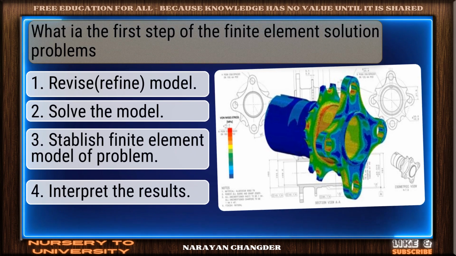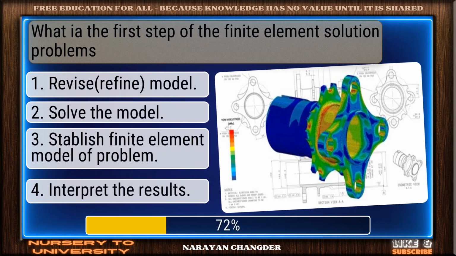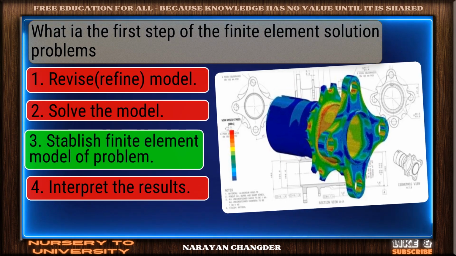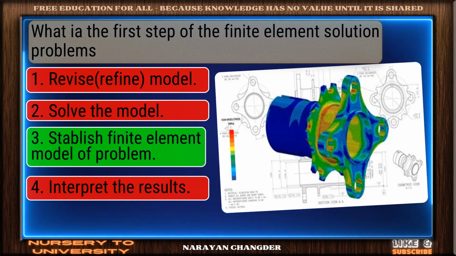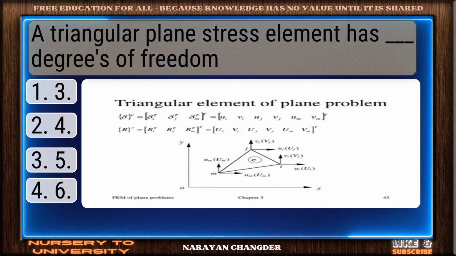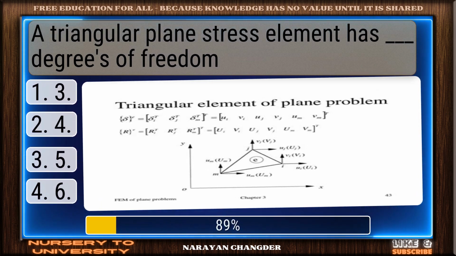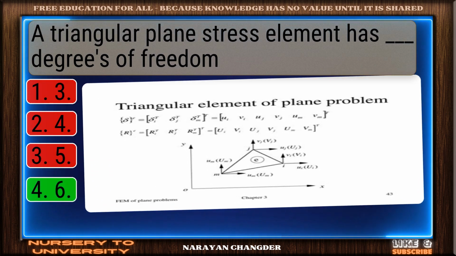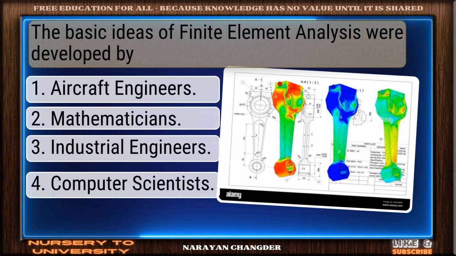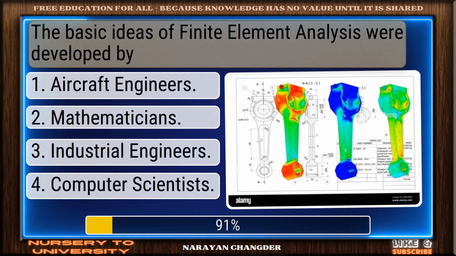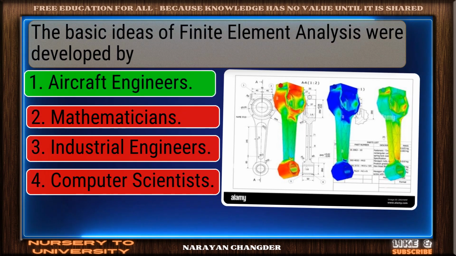What is the first step of the finite element solution of problems? Sharp thinking. Establish the finite element model of the problem is the right choice. A triangular plane stress element has dash degrees of freedom. Well done. 6 is the right choice. The basic ideas of finite element analysis were developed by aircraft engineers. You got it. Your choice, aircraft engineers, is right.